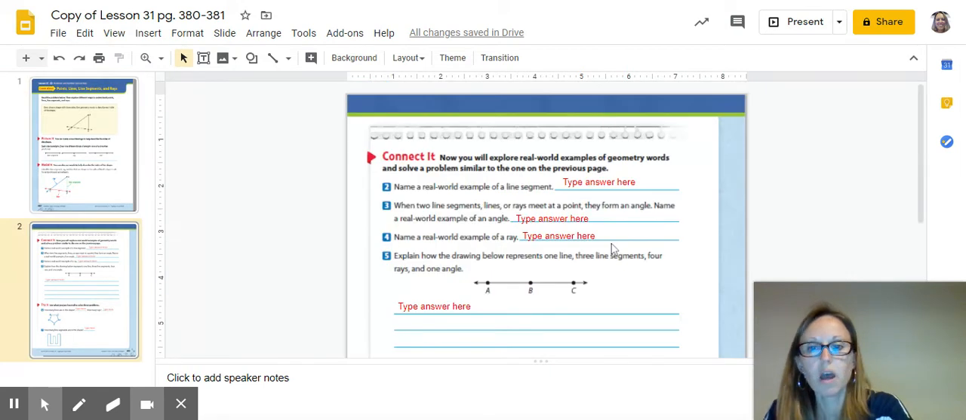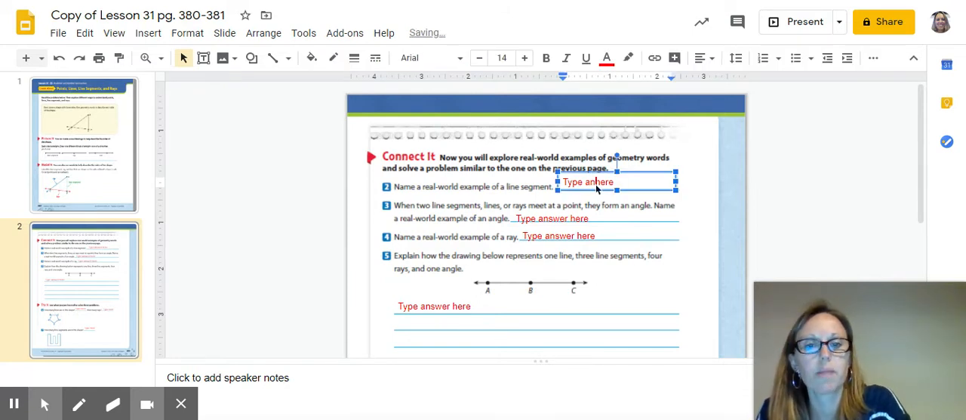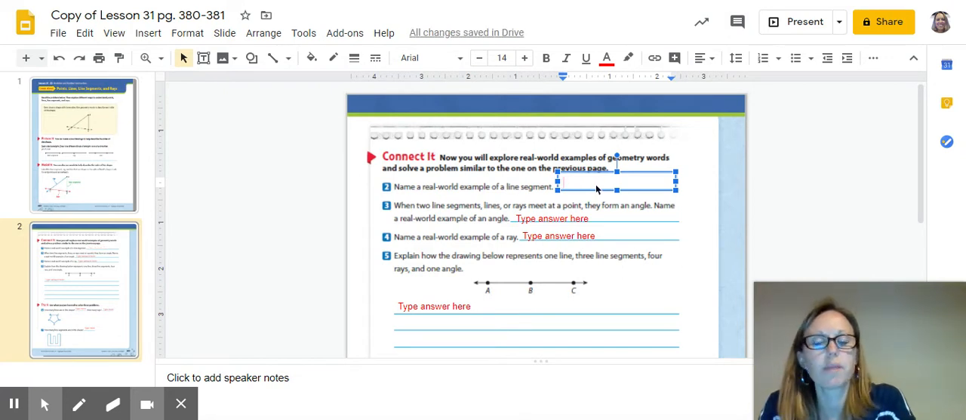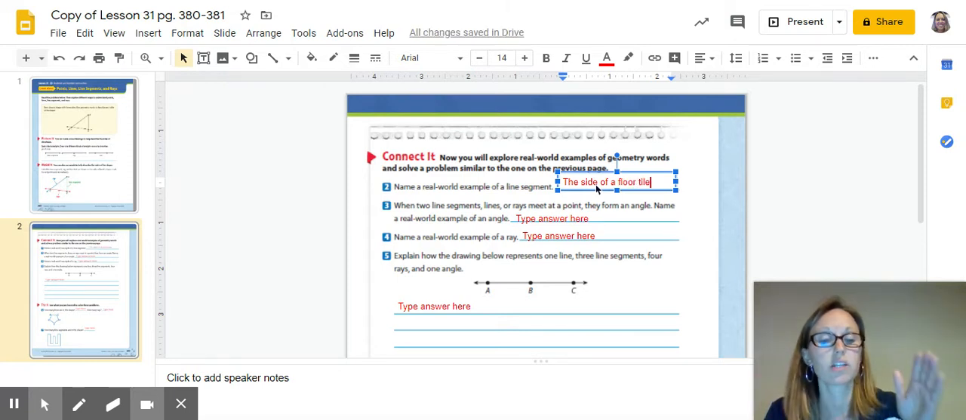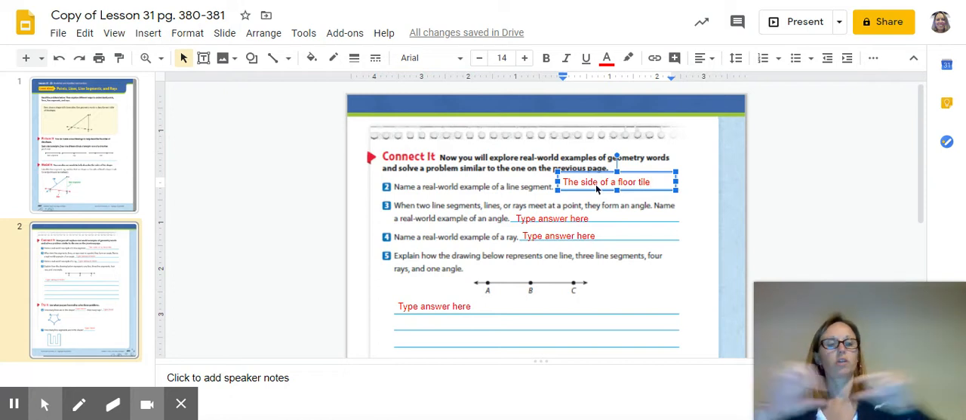All right, now we're on page 381, and it says, name a real world example of a line segment. I'm going to say the side of a floor tile. You could also say the edge of a countertop in a kitchen. The edge of a dresser, the outside, because it ends. So those are all examples of a line segment.